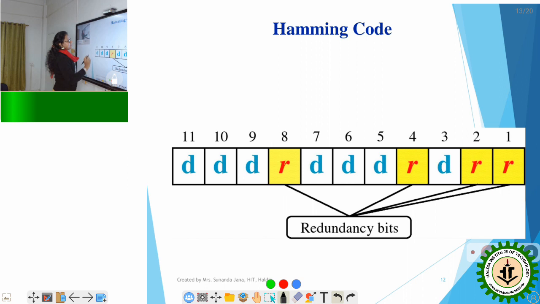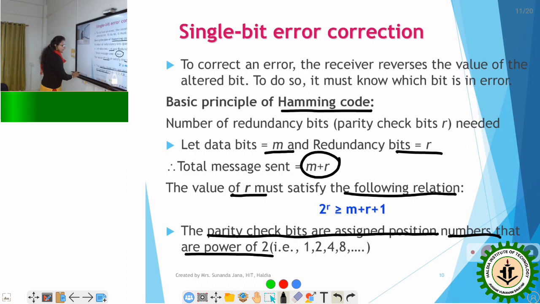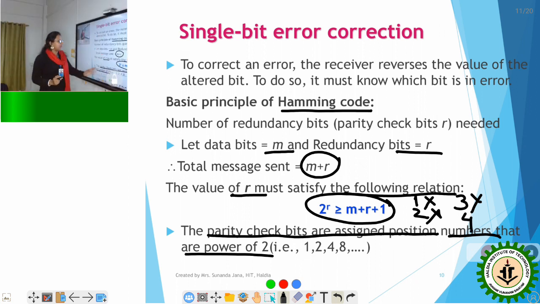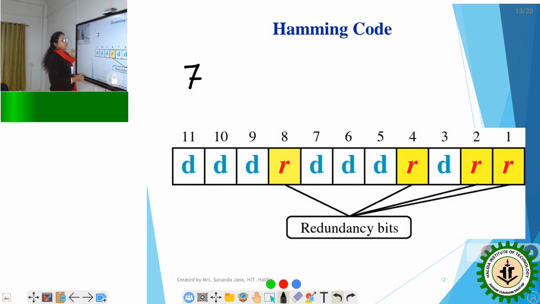Now suppose we have 7 bits of data. With 7 bits of data, how many redundant bits will we add? Then we have to go to that particular relation. From that relation, we can calculate the value of r. If we add one redundant bit, you can see that this relation is not satisfied. If we put the value 2, then also it will not satisfy the condition. If we put the value 3, then also it is not satisfying the condition. But if we put the value 4, we can see that this condition is satisfied. So for my 7 bits of data, we need 4 redundant bits. Now, those redundant bits also, we have to put in which position?